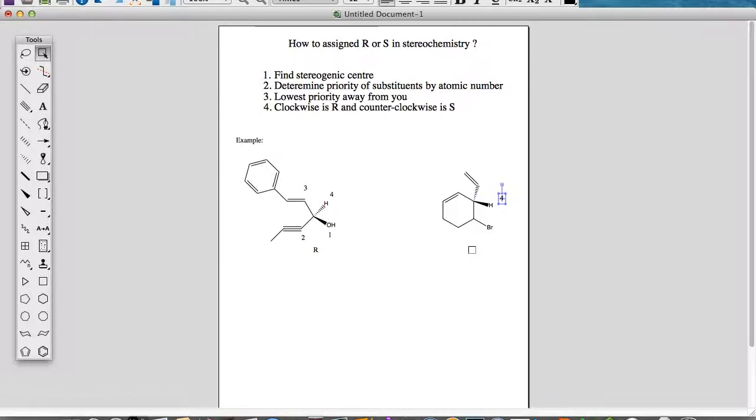We look for the substituents connected to this carbon. Therefore, we know the bromine here has the highest atomic number. Therefore, that one is the highest priority. We give it 1 here.